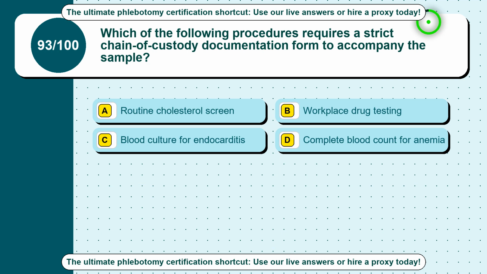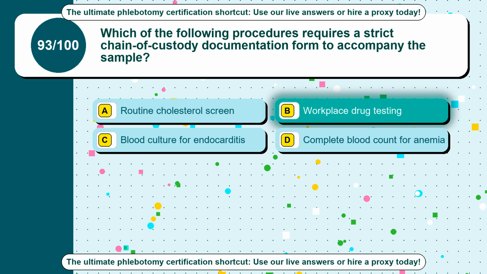Question 93. Which of the following procedures requires a strict chain of custody documentation form to accompany the sample? Option A. Routine cholesterol screen. Option B. Workplace drug testing. Option C. Blood culture for endocarditis. Option D. Complete blood count for anemia.